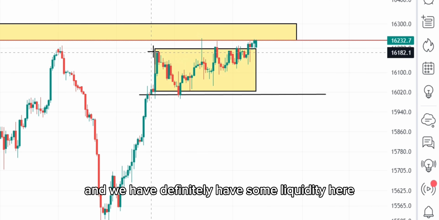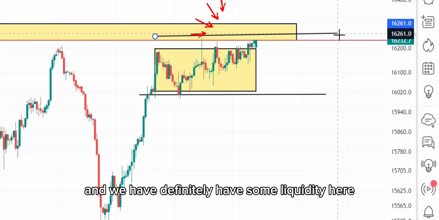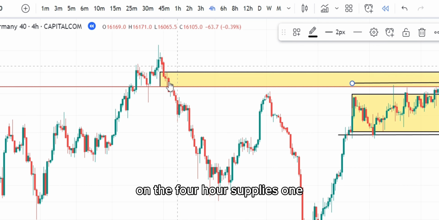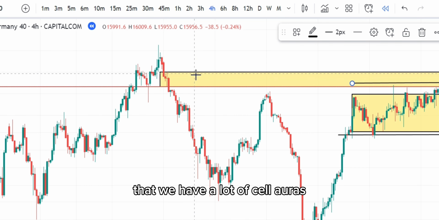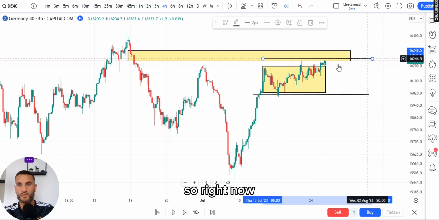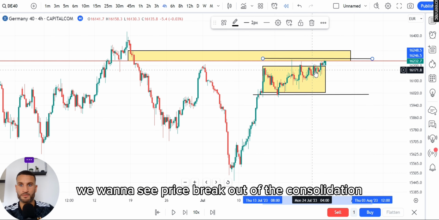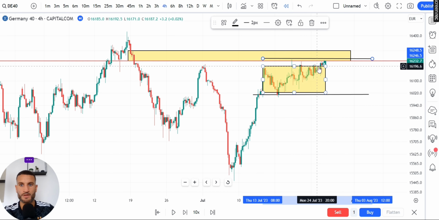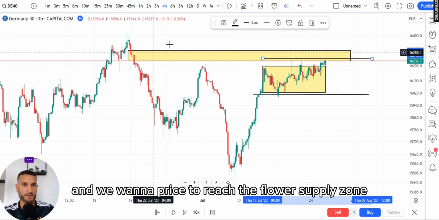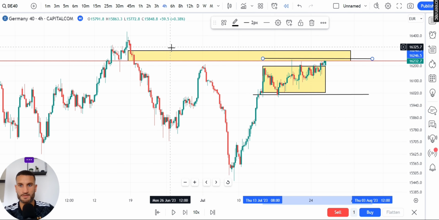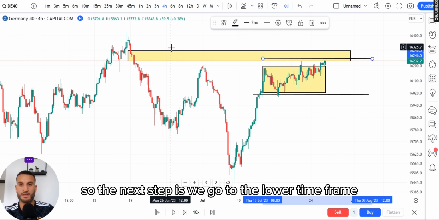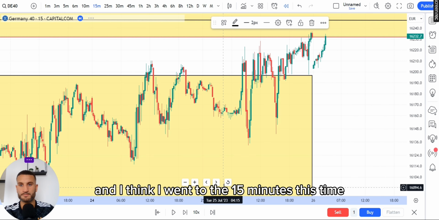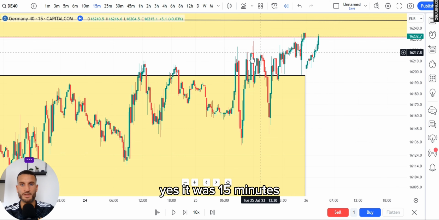And we definitely have some liquidity here, because as you can see to the left on the 4-hour supply zone, we have a lot of sell orders. So right now, we want to see price break out of the consolidation and take out, of course, the liquidity and stop losses, and we want price to reach the 4-hour supply zone. So the next step is we go to the lower time frame, and I think I went to the 15 minutes this time. Yes, it was 15 minutes.